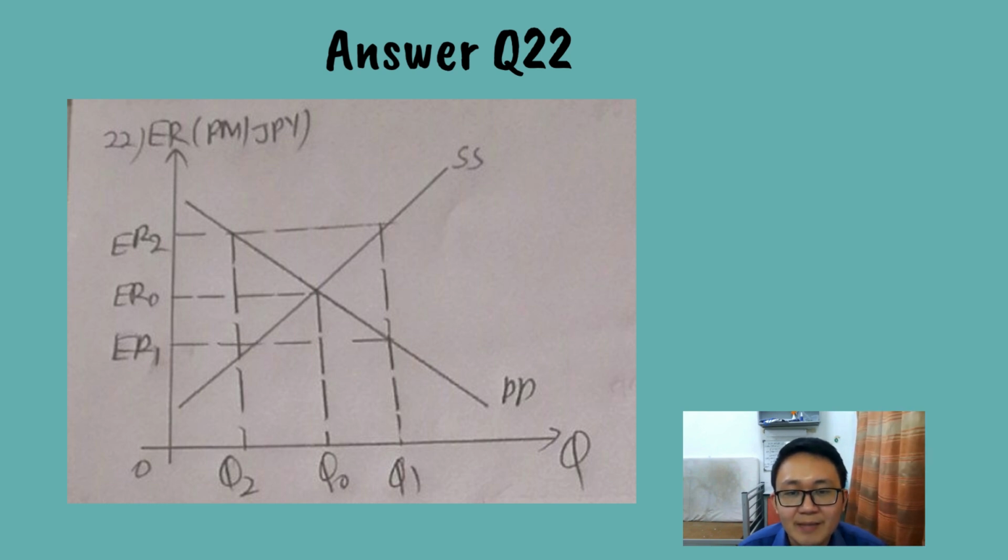At ER1, the quantity demanded of Japanese yen is greater than the quantity supplied, which shows an excess demand. So the Japanese yen will appreciate to the point at which there is no shortage, at the point E0. There, demand equals supply, so there is an equilibrium at E0, where ER equals ER0 and Q equals Q0.